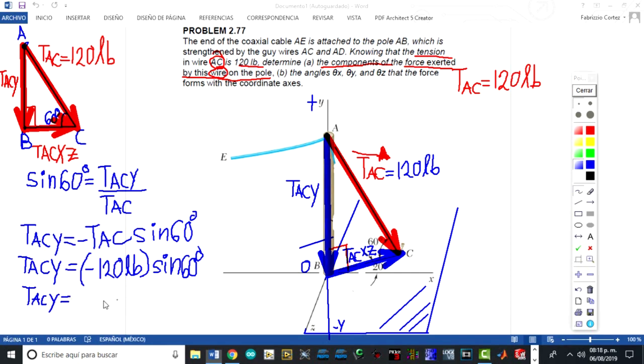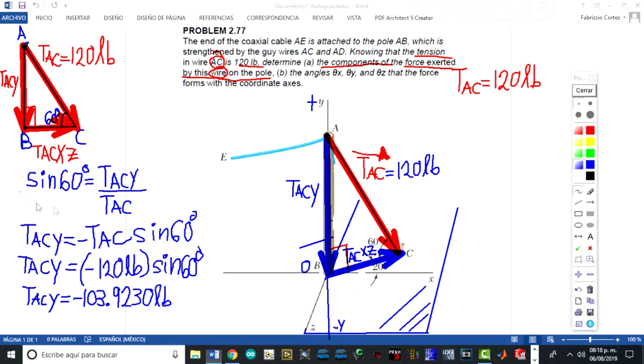Will be minus 103.92 pounds. That will be the Y component of the vector in 3D. That will be one of the things that they are asking us to calculate. So we need to calculate the component in X and the component in Z. This will be an answer.